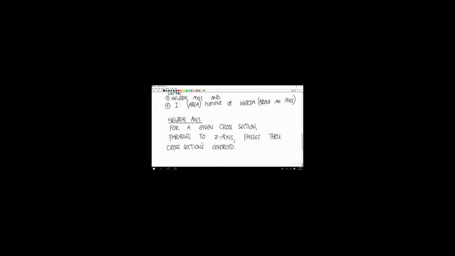So if you're thinking about there being this theoretical place on a beam where, when you bend it, the length is not going to change, it seems like a lot to hope for that it's just going to line up with where the centroid of the cross section is. But that's what it does.